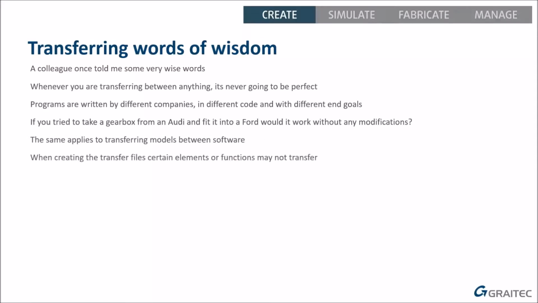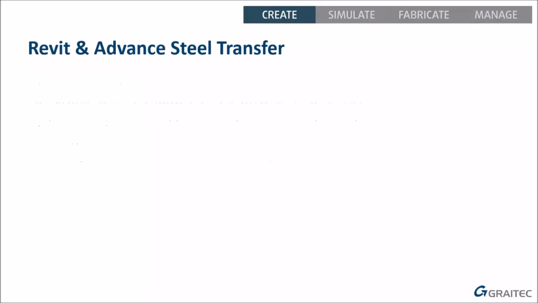So when we're creating these transfer files, certain elements or functions may not transfer because the program we're trying to transfer it into can't deal with that particular function or that particular option. So today we're going to look at Revit and Advanced Steel transfer. In your Advanced Steel, the import, export, synchronize options are already installed. You don't need to do anything.